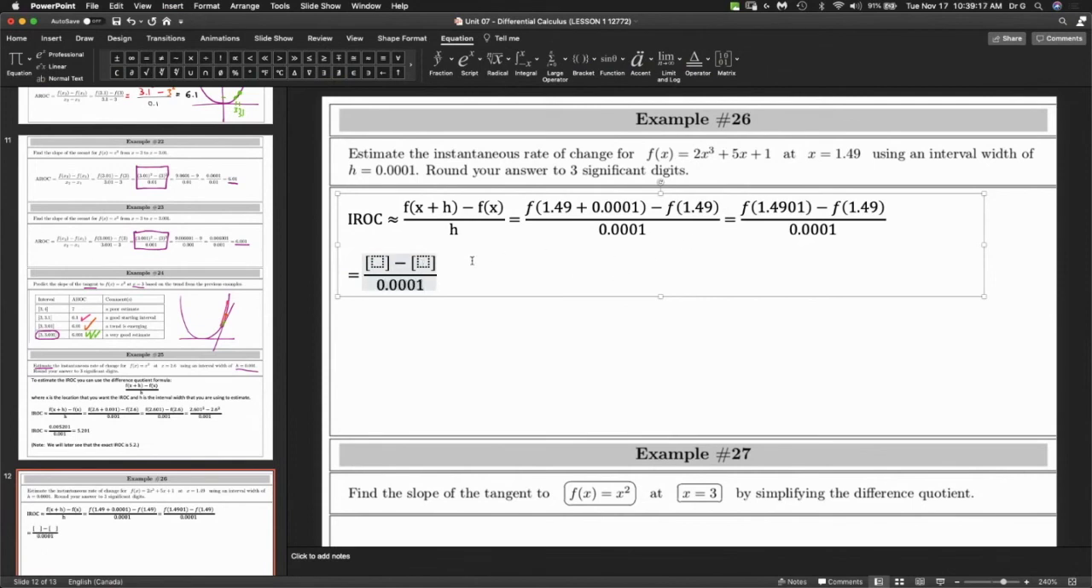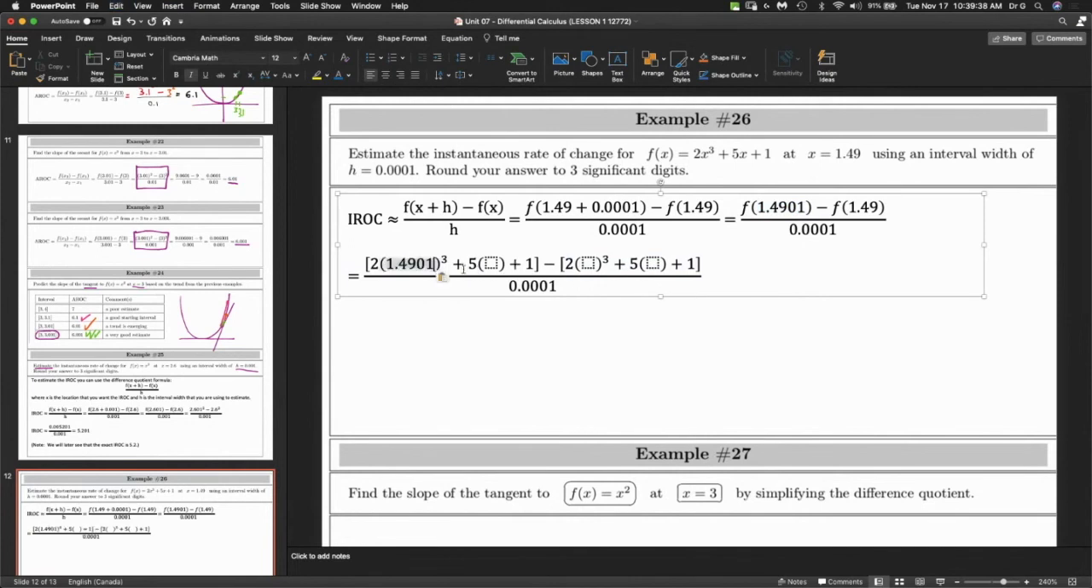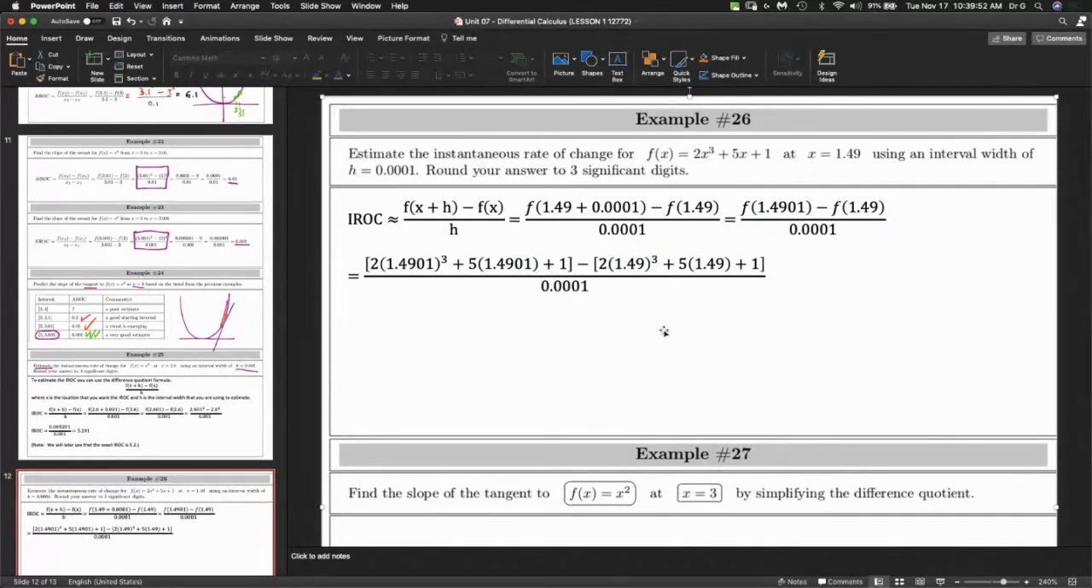For the first one, you're going to plug in 1.4901. So that includes the following template. So that's the function there, a template for it, and you've got to plug in those two numbers. So you're going to plug in 1.4901, and then you're going to plug in 1.49. And it's a very long writing process.